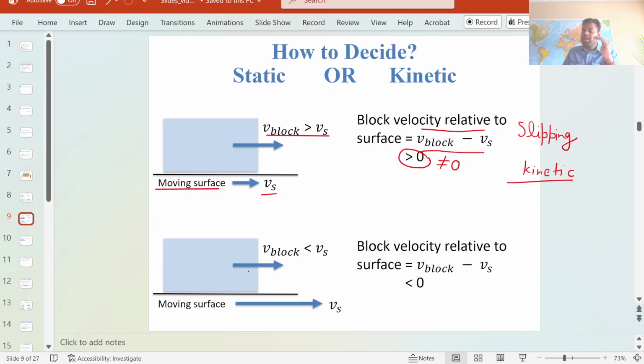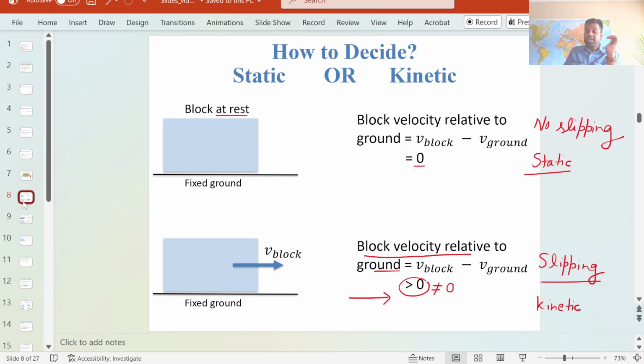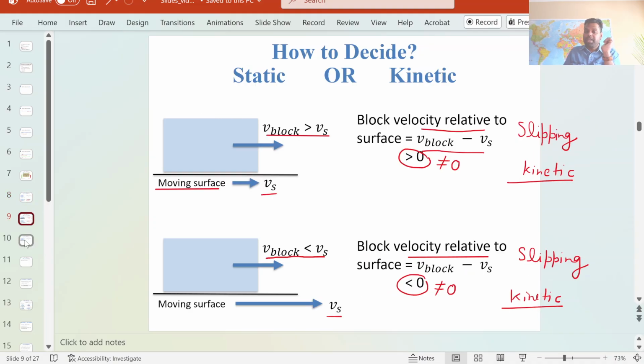In the second example, the block is moving with a velocity that is less than the surface velocity Vs. So there is still relative motion, which is not equal to 0. So there is slipping, and slipping means the friction will be kinetic, right? So go back here. Static, no slipping; kinetic, slipping, right?